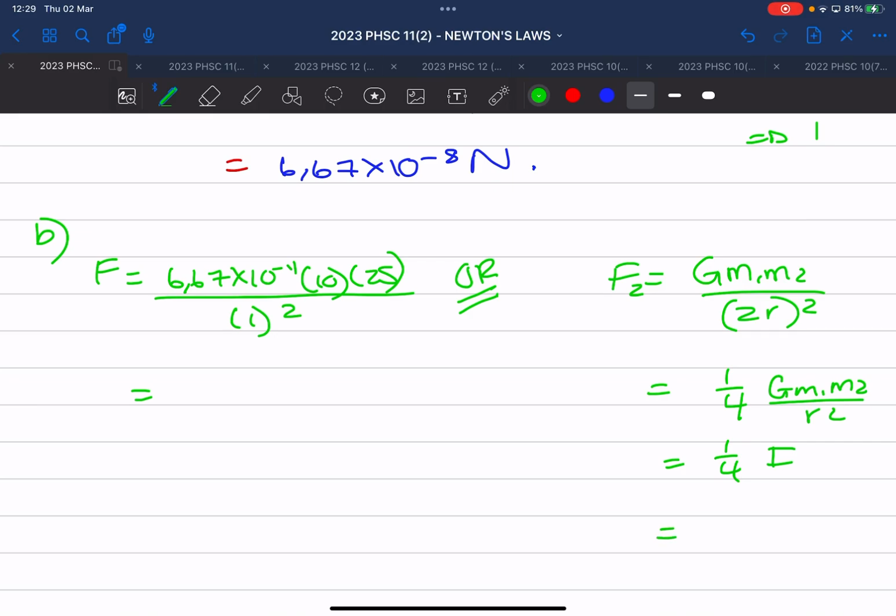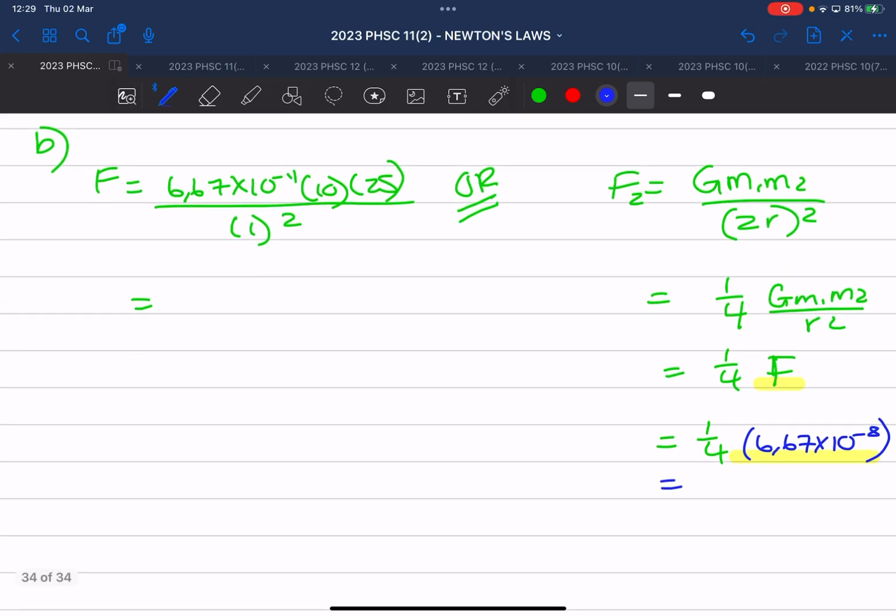Okay, so this is the quarter of F. F was that value there, so we can put that in there. 6.67 times 10 to the power -8 divided by 4, and you get the answer to be what? 1.67 times 10 to the power negative 8 newtons.